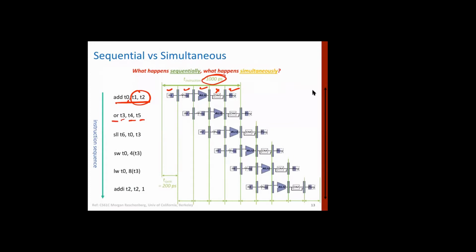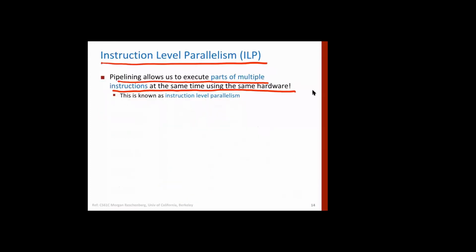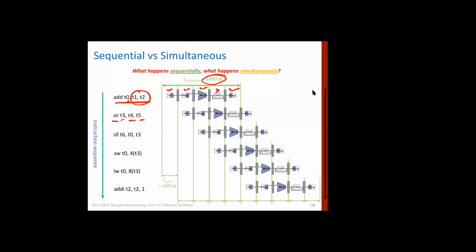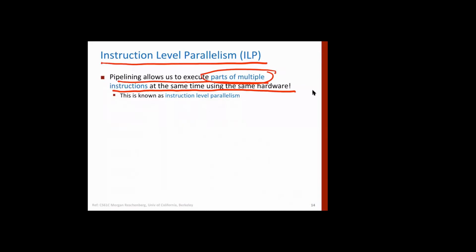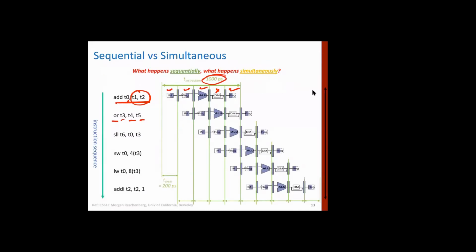This is exactly what's happening. It says execute parts of multiple instructions at the same time using the same hardware. You can see it time wise or resource wise. You can see that a resource like the ALU is being used by different instructions at different points in time. At any point in time, different parts of the pipeline are being used by different instructions.